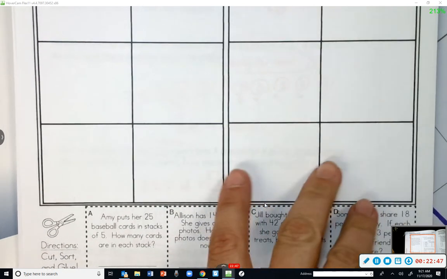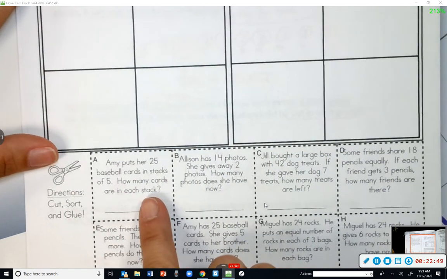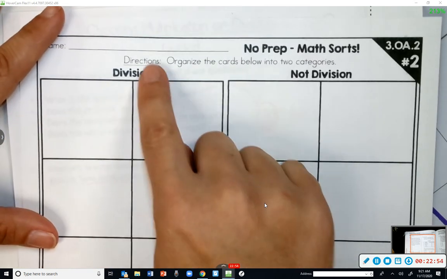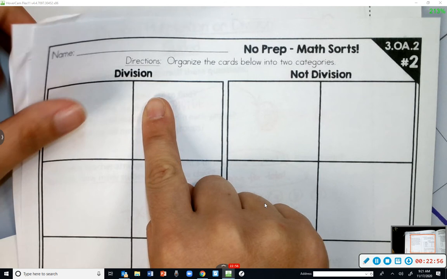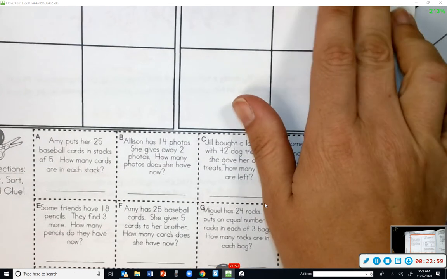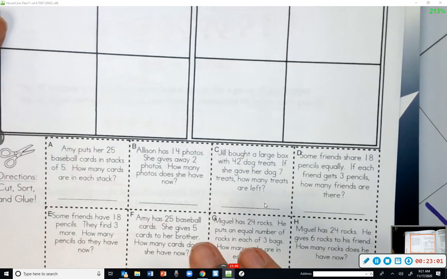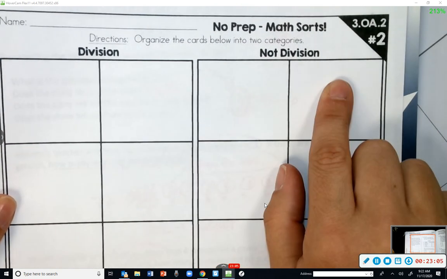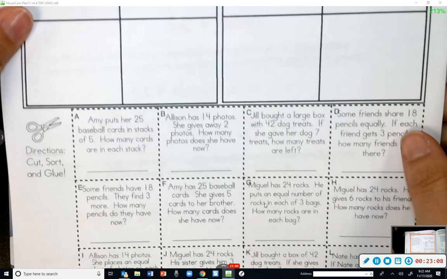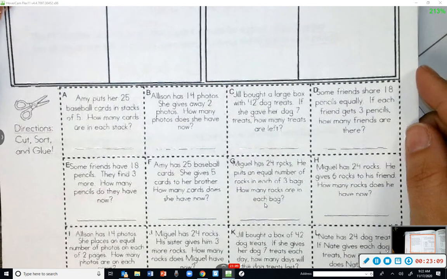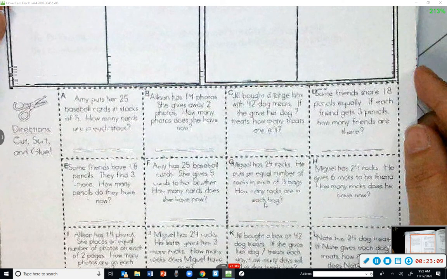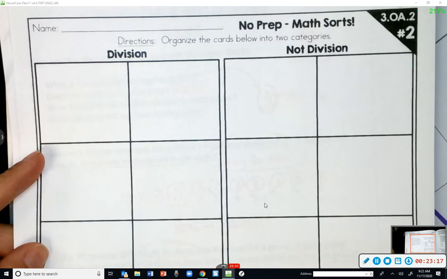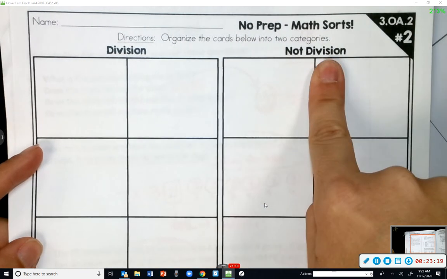Okay? So now when it comes to sorting, if you had to solve it by doing division, then you put it in the division section. If it was not a division problem, maybe it was a subtraction or adding problem, then it goes over here, not division. Okay? So not all of these are going to be division problems. If it is a division problem, it goes where? On the division section. Okay? If it's not a division problem, it goes not division.